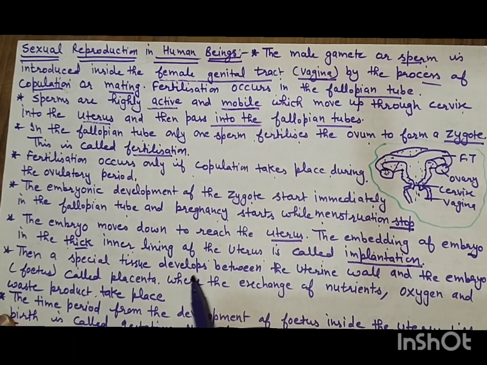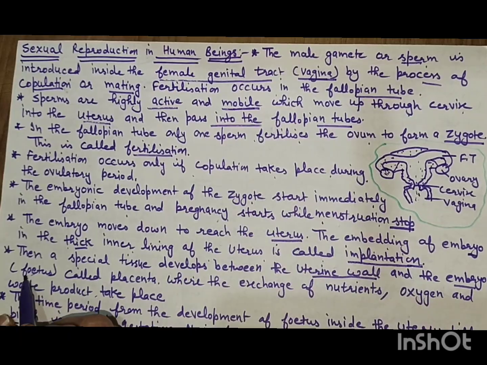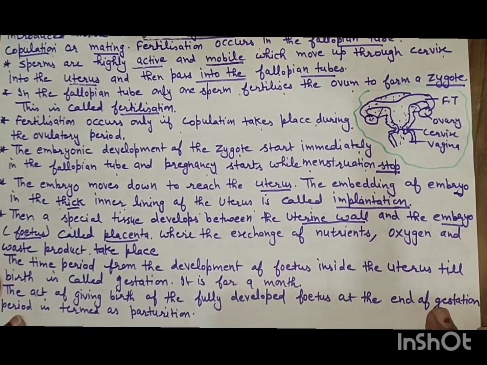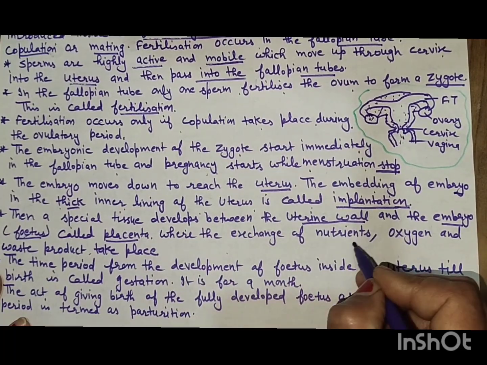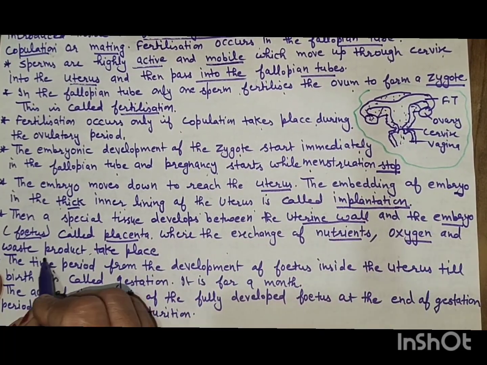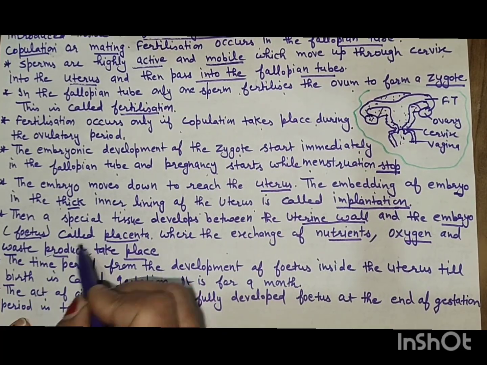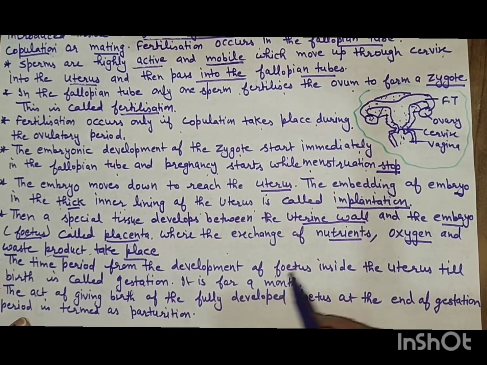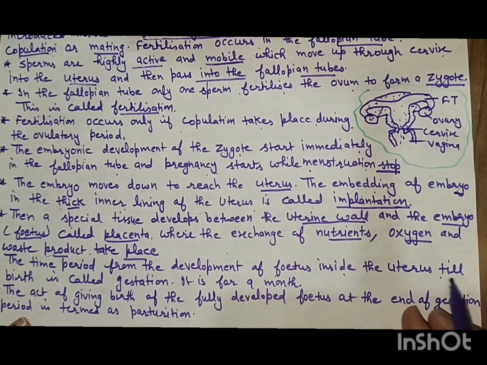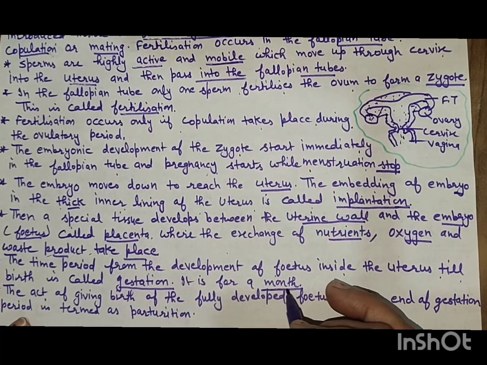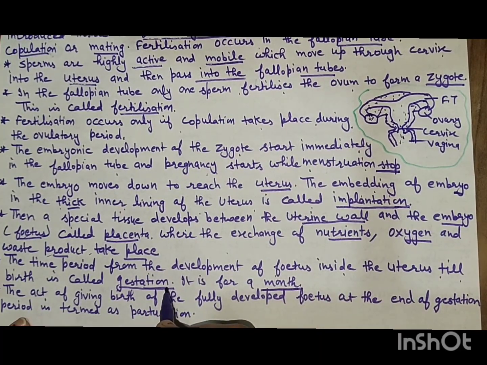Then a special tissue develops between the uterine wall and the embryo or fetus, called the placenta. It is a plate-like structure where the exchange of nutrients, oxygen and waste products takes place between the fetus and the mother. The time period from the development of the fetus inside the uterus till birth is called the gestation period, and it is 9 months.